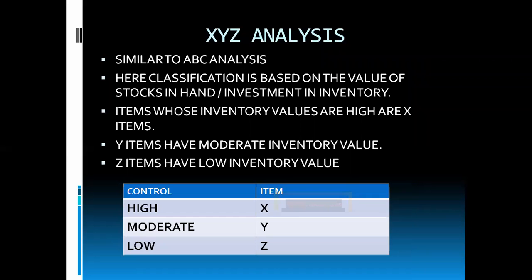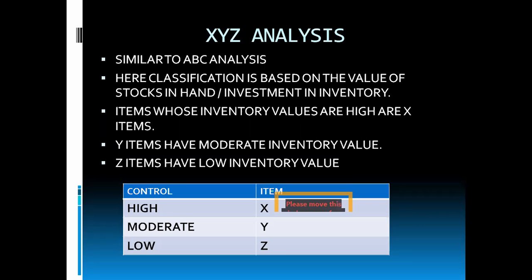Items whose inventory values are very high will come under X category. Y items have moderate inventory value. Z items have low inventory value, where low inventory value means less control. So Z items, less control. Moderate means moderate control, that is Y items. High inventory value means the investment in such products is high. The company might have invested a huge amount in such products. So here we should exercise more control over X items.